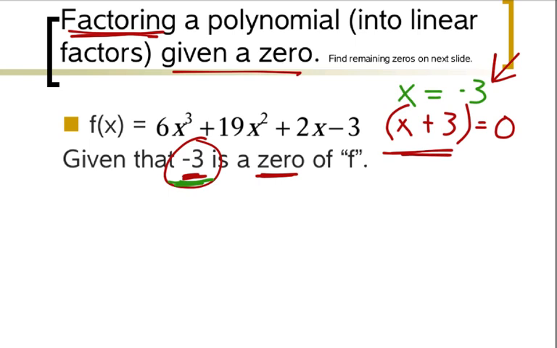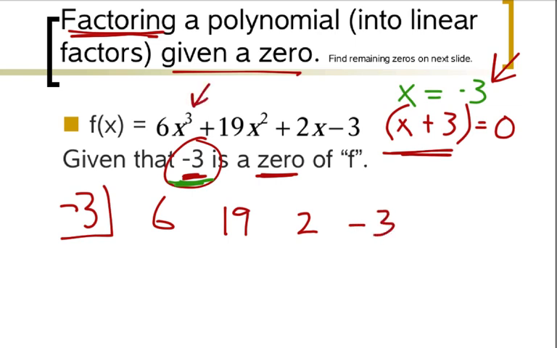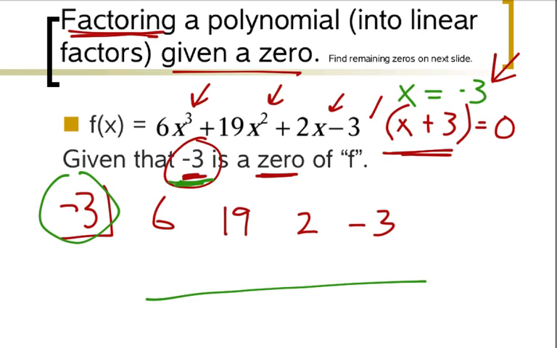So we're going to take our negative 3 and do synthetic division with 6, 19, 2, and negative 3. Again, we have x cubed, x squared, x to the first, and a constant, so we didn't have to add a 0 this time. Then we do synthetic division with the negative 3, because that's the actual root, not with the positive 3, because that's the factor.